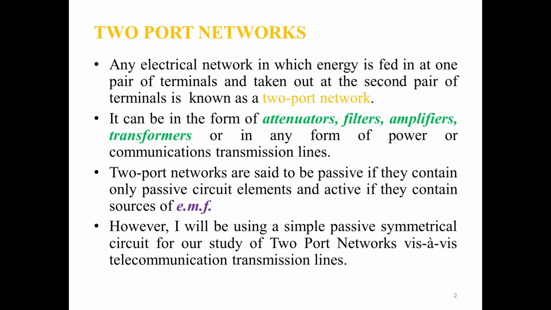Any electrical network in which energy is fed in at one pair of terminals and taken out at the second pair of terminals is known as a two-port network. It can be in the form of attenuators, filters, amplifiers, transformers, or in any form of power or communication transmission lines. Two-port networks are said to be passive if they contain only passive circuit elements and active if they contain sources of EMF. However, I will be using a simple passive symmetrical circuit for our study of two-port networks vis-a-vis telecommunication transmission lines.